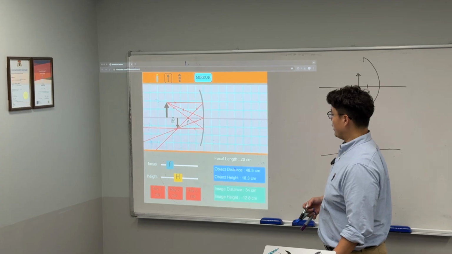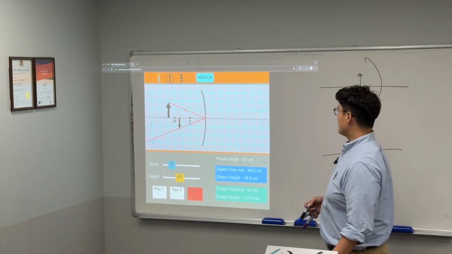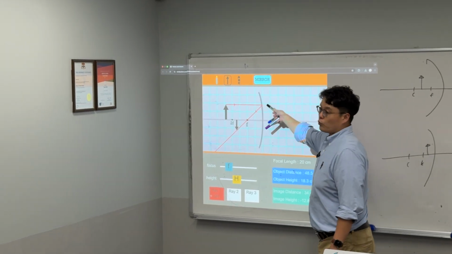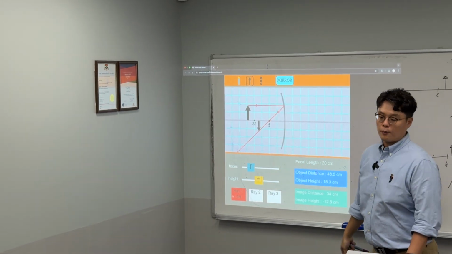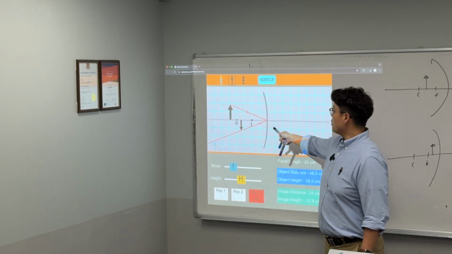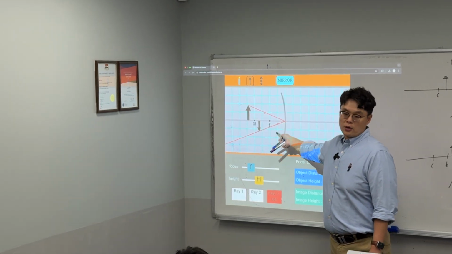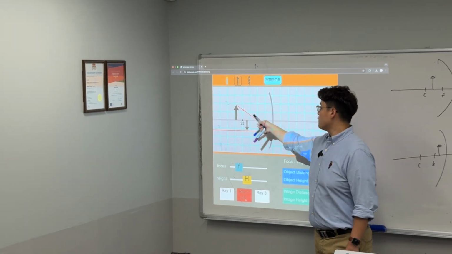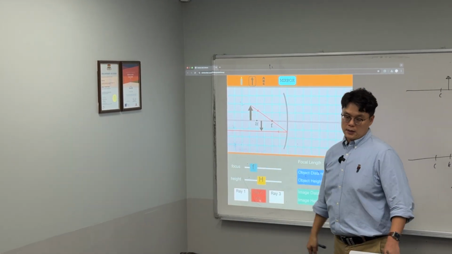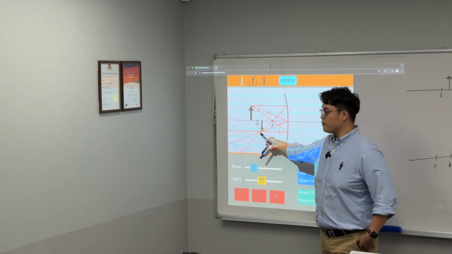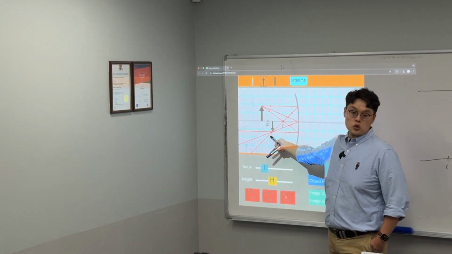So let's start ray 1, 2, 3 again. Ray 1 from the head, parallel to the mirror, gets reflected through the focal point. Ray 2 from the head goes all the way to the center of the curvature, and gets reflected at the same angle. Ray 3 goes passing the focal point and gets reflected parallel. Getting all that, you will get the points joined in one point over here. This is the reflected image.